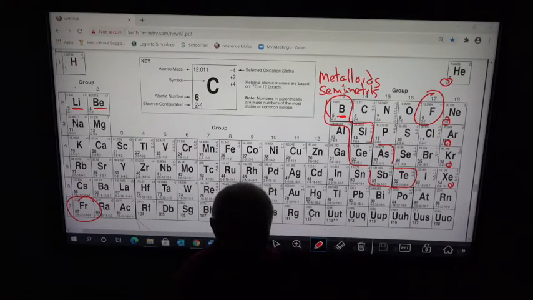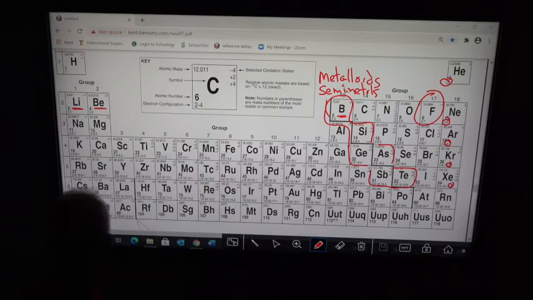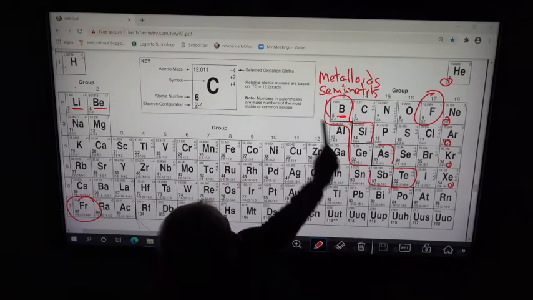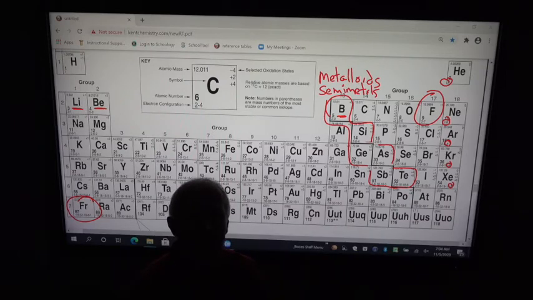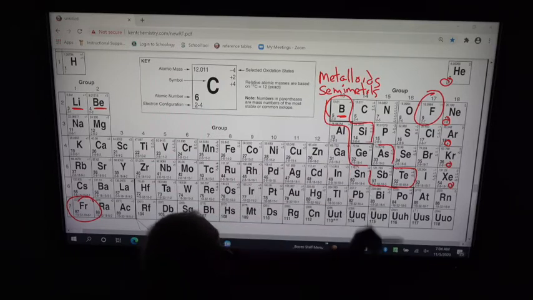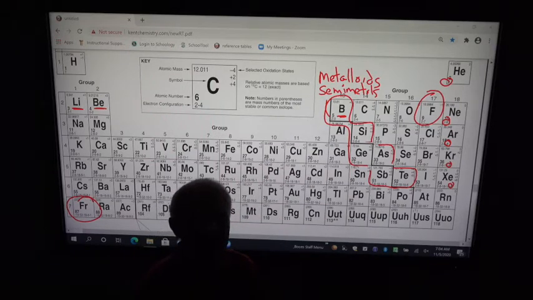Now, talking about electronegativity, the ability to attract electrons, fluorine is the highest at 4. Noble gases have none because they don't want to attract. Francium has 0.7. So if these have properties of both, they should be right in the middle for electronegativity, and they are. Most of these metalloids or semimetals have an electronegativity of 2, which is right in the middle between 0 and 4.